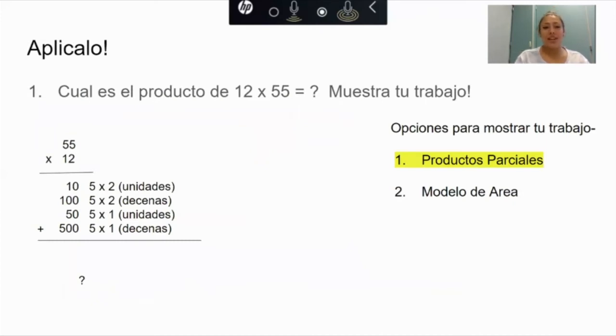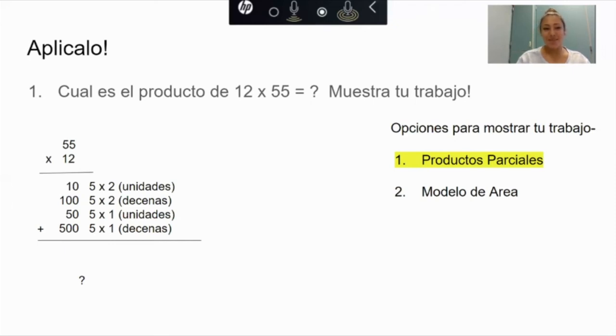Aplícalo. ¿Cuál es el producto de 12 multiplicado por 55? ¿Puedes mostrar tu trabajo? Las opciones para mostrar tu trabajo son las estrategias que estamos cubriendo, o productos parciales o modelo de área. Aquí les voy a mostrar cómo usar productos parciales para hallar la respuesta a este problema de multiplicación. Sigan conmigo. Pueden usar caja número 3 para copiar este ejemplo y para seguir conmigo. ¿Están listos?